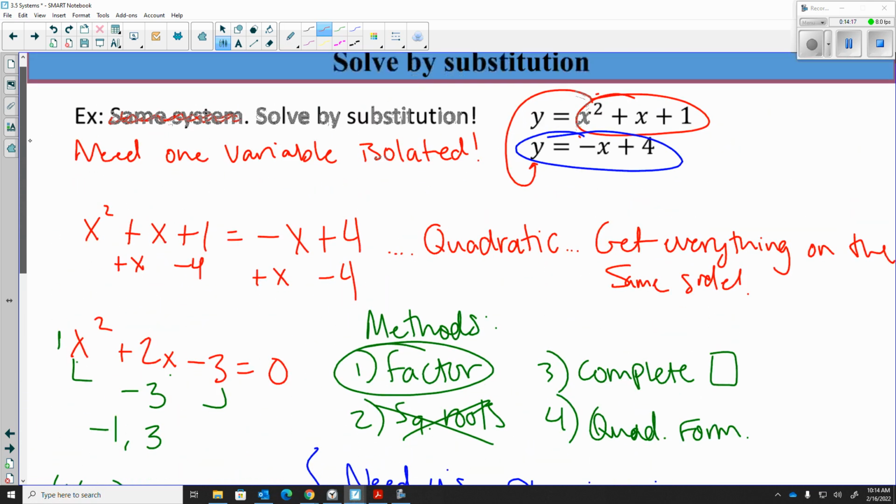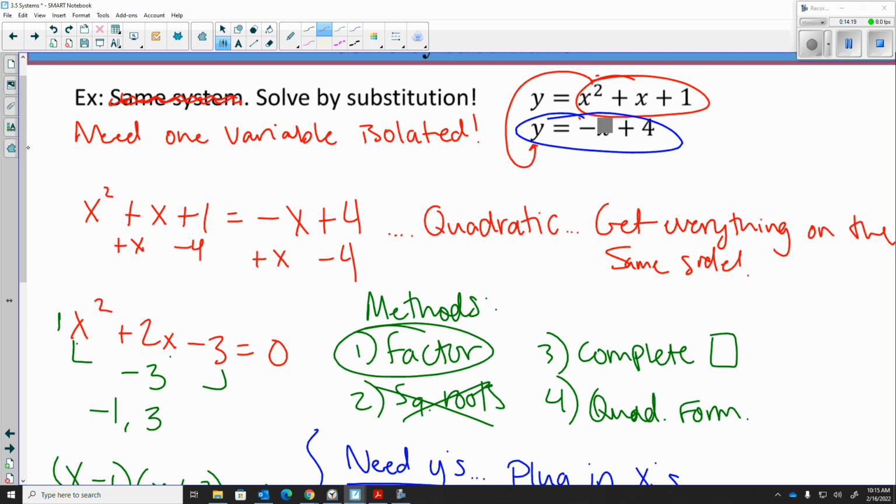So guys, real quick, what we did. We had to substitute. We took one thing, plugged it into the other equation. We solved that equation. We had to use one of our methods. You had to choose which one you wanted to do, okay? The only one that didn't work is square roots. You could have done any other one.